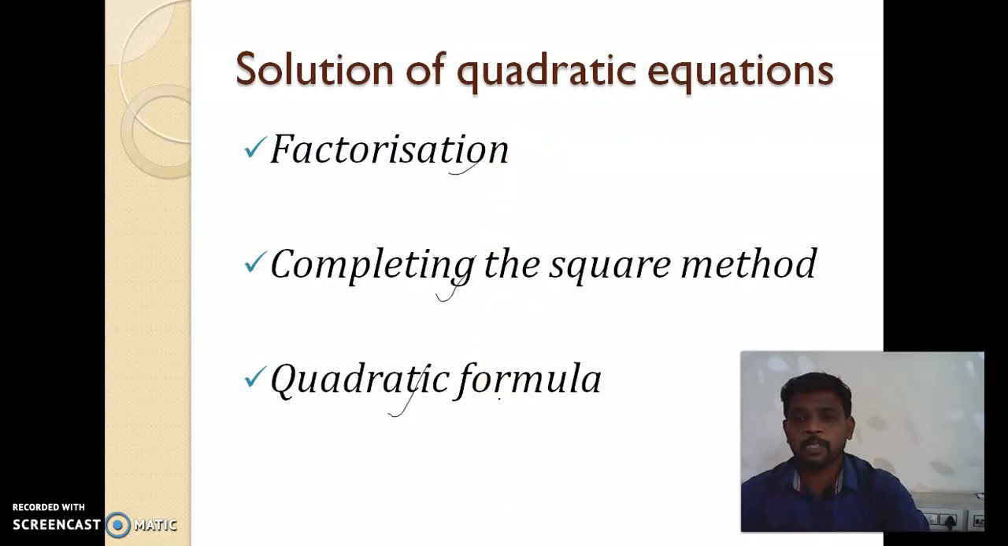In the lower classes you already learned how to factorize a quadratic equation. So here also the first method is nothing but factorization of the quadratic equation. The remaining second and third are new for you, right? So let us see the remaining in the next video.